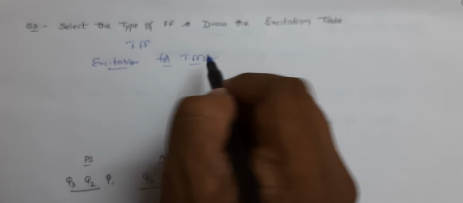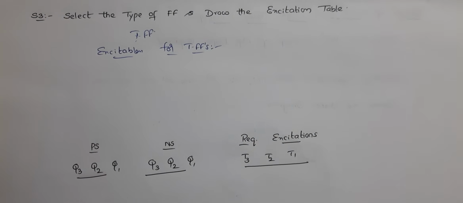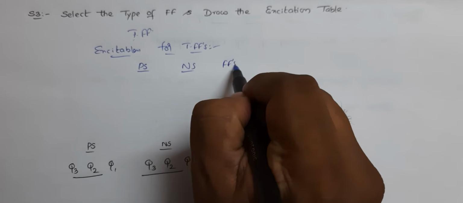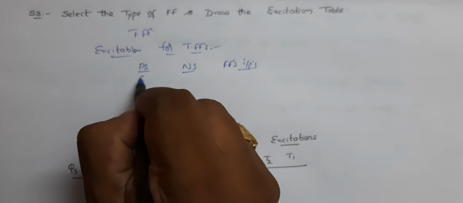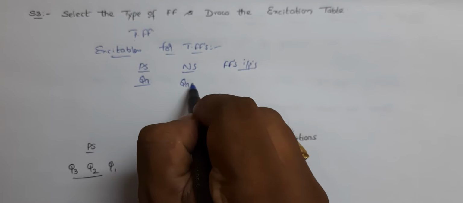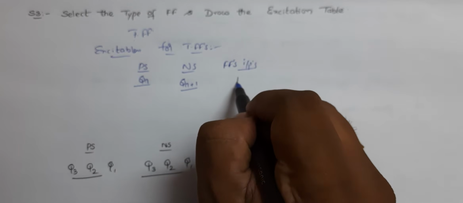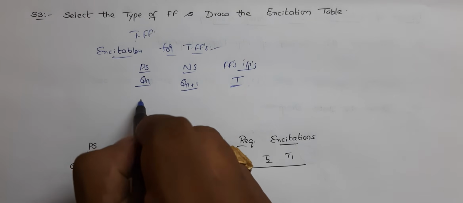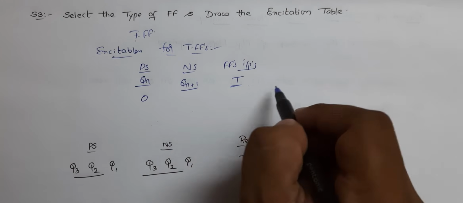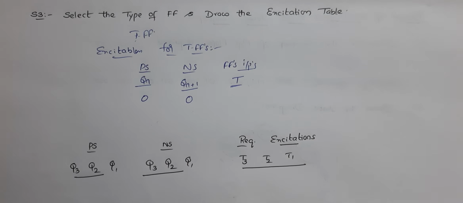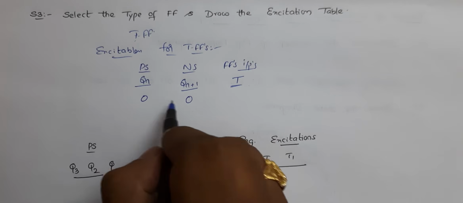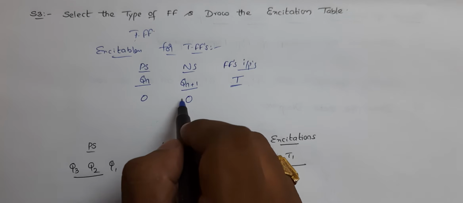We already know that the excitation table is a table which lists out the present state, next state and flip-flop inputs. The present state is represented with Qn and the next state is represented with Qn+1. The flip-flop input is nothing but T. So how can we define the excitation table for the T flip-flop? If the present state is 0, after applying the input the next state output is also 0. What is the input for the flip-flop? Here the present state output and next state output are both the same, that means there is no change in the output.